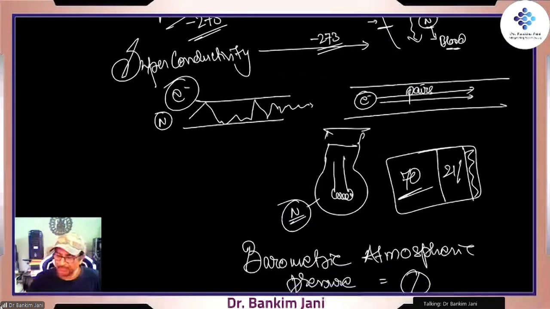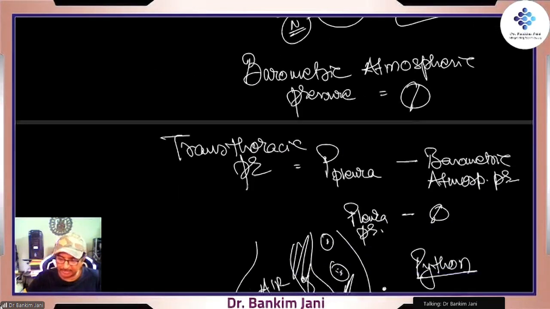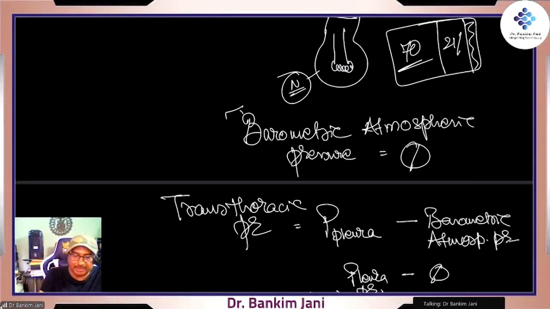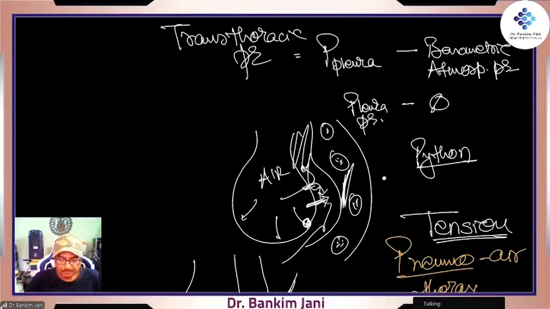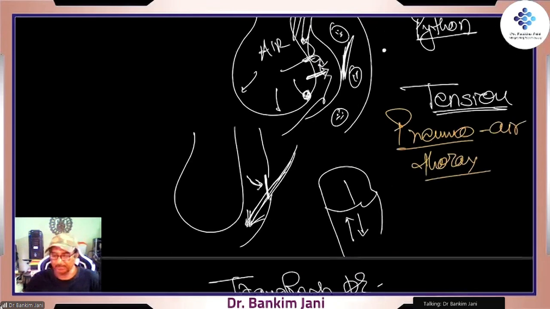Then we talked about Kasen's disease, but right now it's not needed. Remember, the barometric atmospheric pressure is considered as 0. Transthoracic pressure, all the way, is the pleural pressure minus atmospheric pressure, pleura minus 0. So this is the pressure, right?